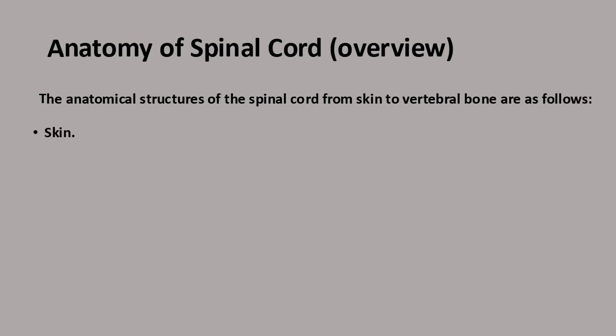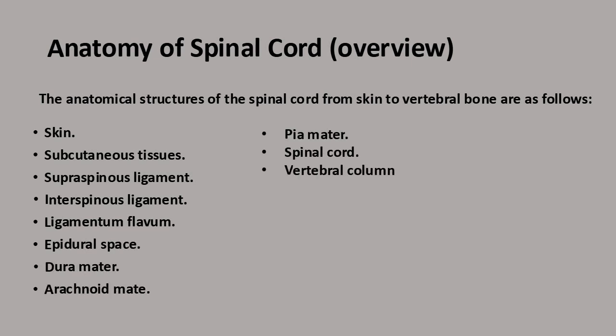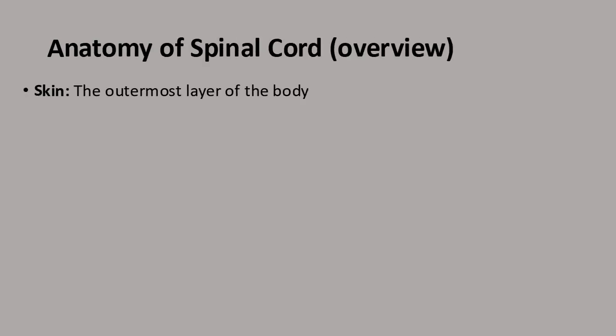Anatomy of spinal cord, overview. Skin. Subcutaneous tissues. Supraspinous ligament. Interspinous ligament. Ligamentum flavum. Epidural space. Dura mater. Arachnoid mater. Pia mater. Spinal cord. Vertebral column.